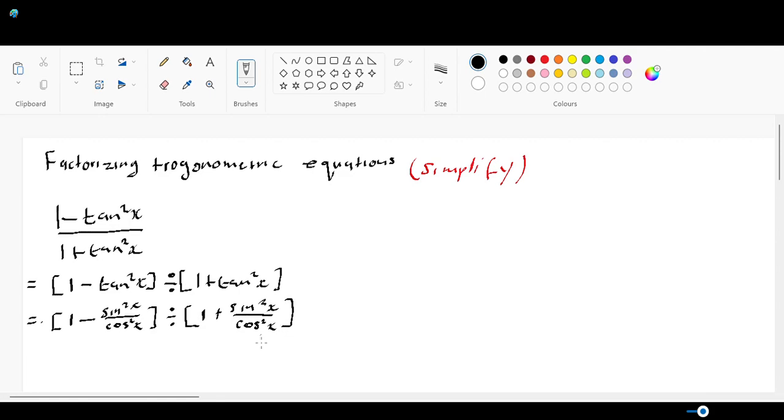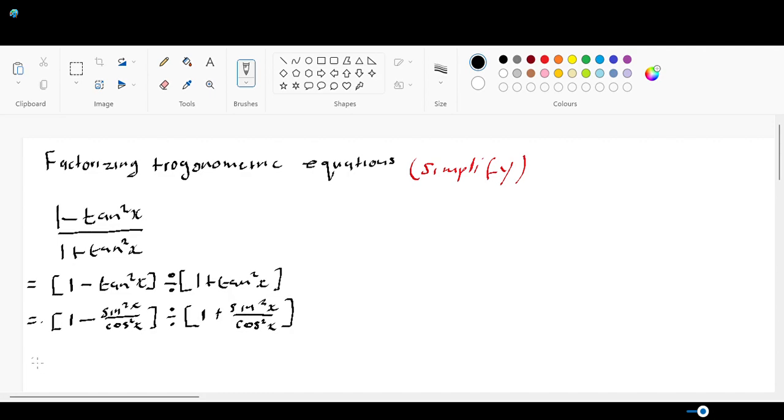Guys, now I'll leave the video on the icon whereby I show you these reciprocals and the quotient identities, so you can check it on the icon there.